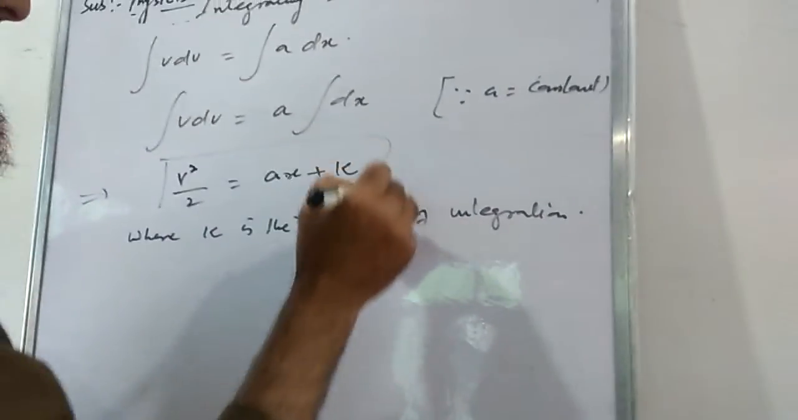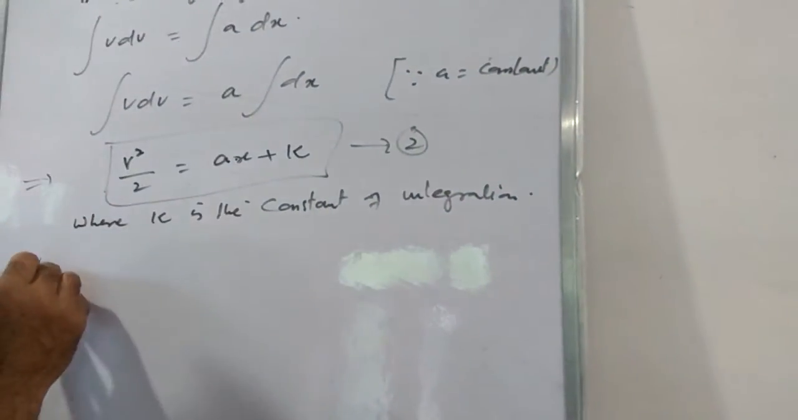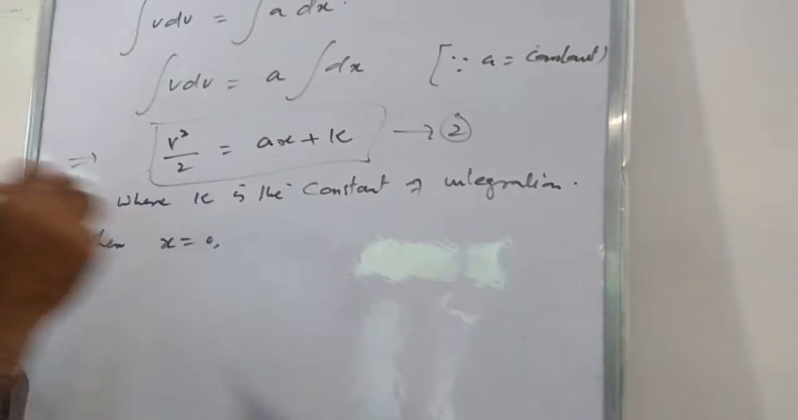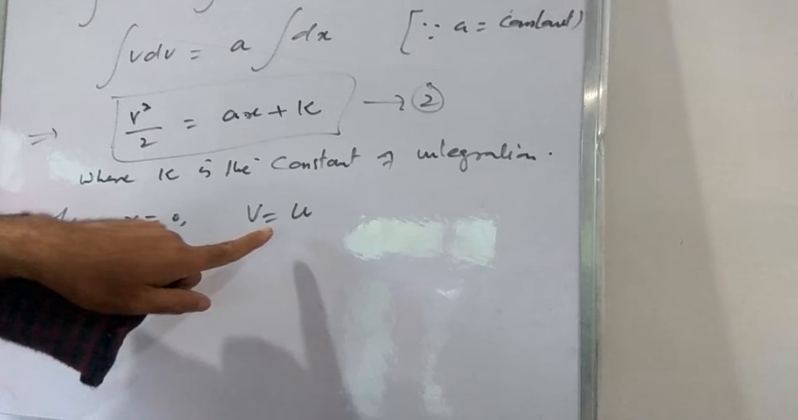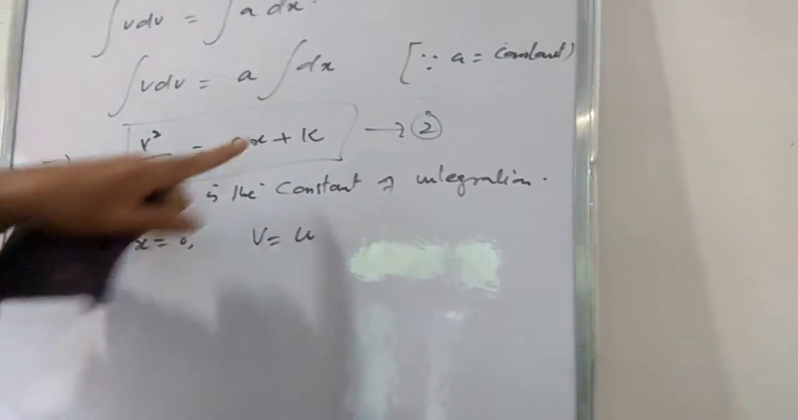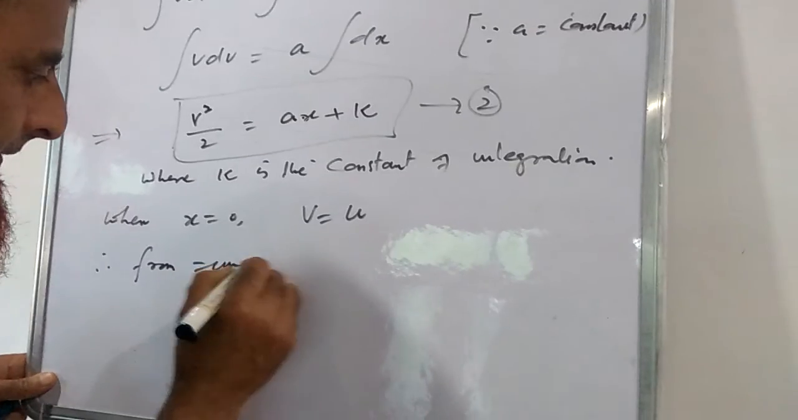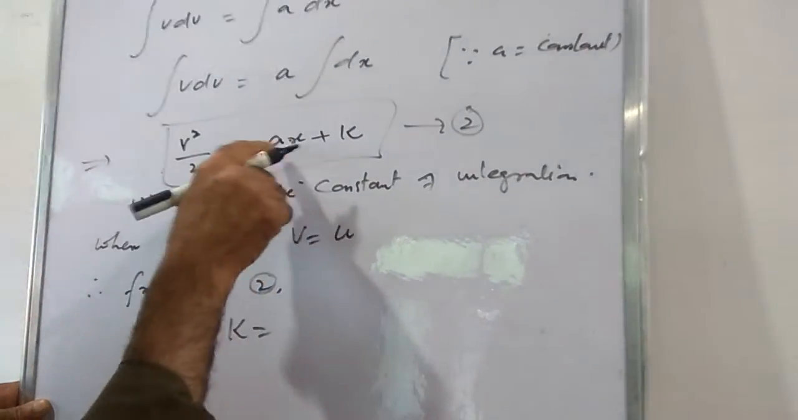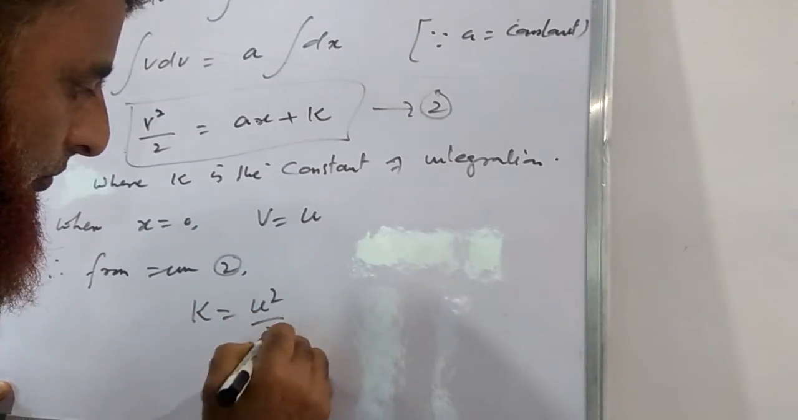Mark this as equation second. Now dear students, when x is equal to 0, that is displacement is 0, v is equal to u. At that time the final velocity of the body is equal to the initial velocity. Therefore from equation second, k becomes, for v we substitute u, it will become u square by 2.